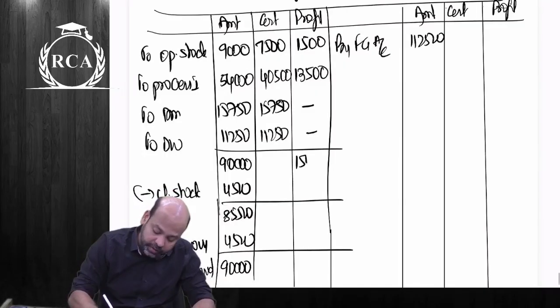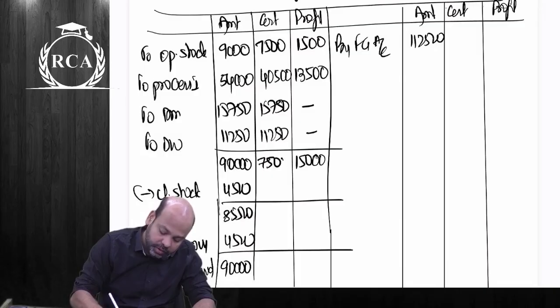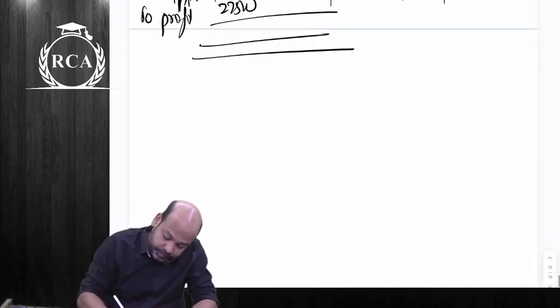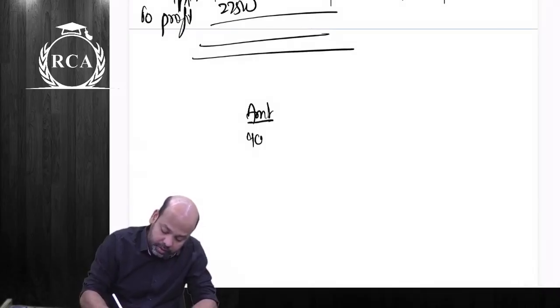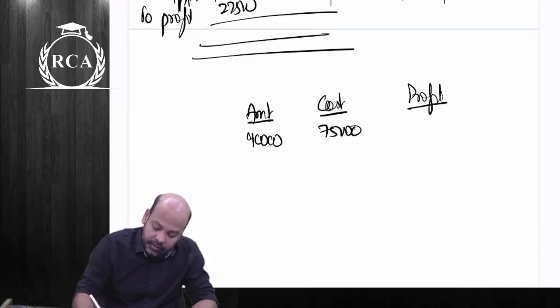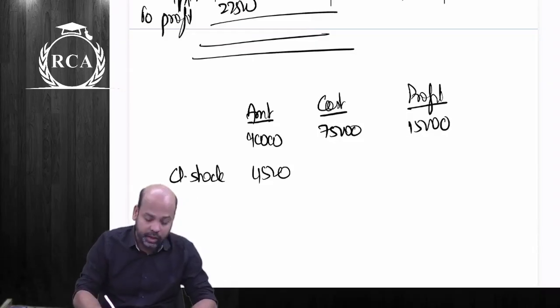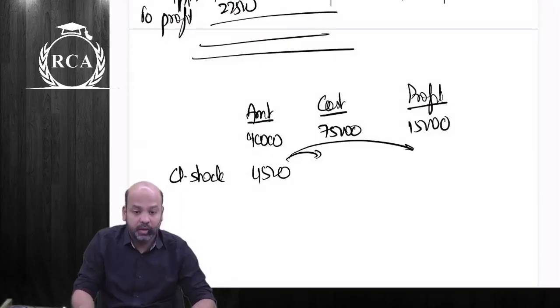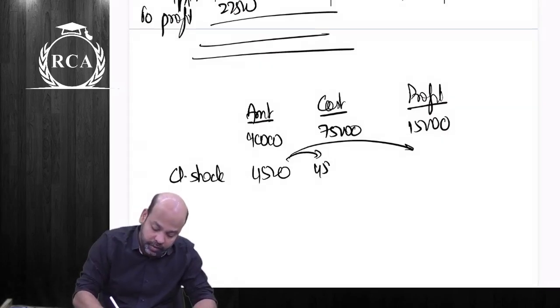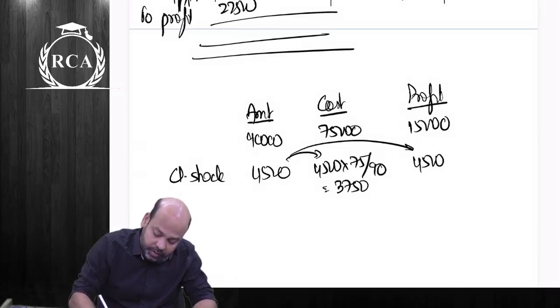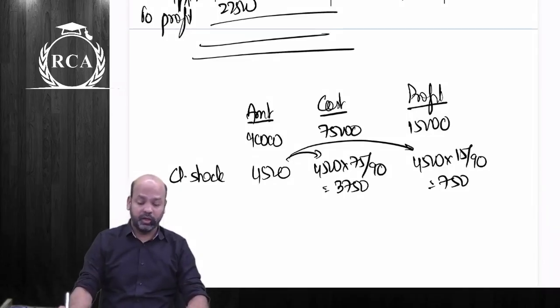Now till this point guys, 90,000. Profit included is 15,000. Cost is how much? 75,000. अमाउंट 90,000 है, इसका कॉस्ट कितना है 75,000, प्रॉफिट कितना है इसमें इंक्लूडेड 15,000। ये जो क्लोजिंग स्टॉक है, we know that the amount of that is 4,500. Can we do this proportionately? It will be 4,500 into 75 divided by 90, guys, 3,750, and this will be 4,500 into 15 by 90. This is how we compute the amount of unrealized profit included in closing stock.